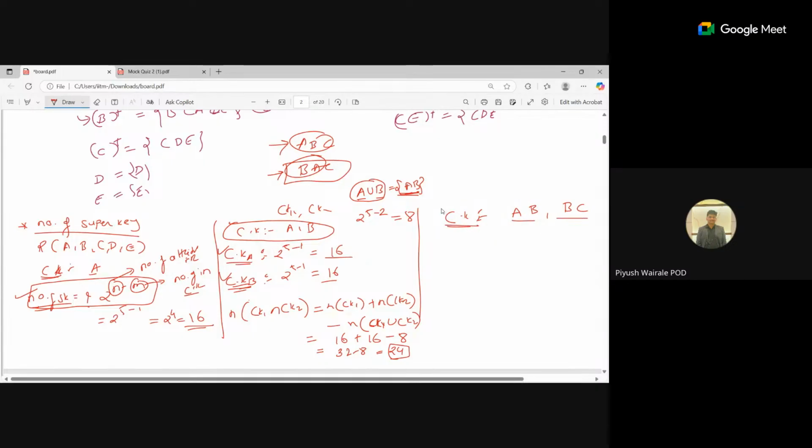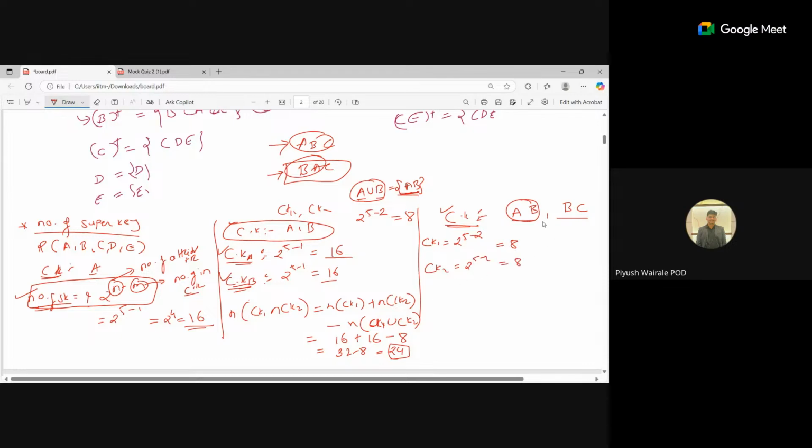Okay. Now tell me, in this case, how many super keys do we have? Super keys using AB: 2 to the power 5 minus 2, since here we have two attributes. So 8 we got. Same for BC as well: 2 to the power 5 minus 2, that is basically 8.